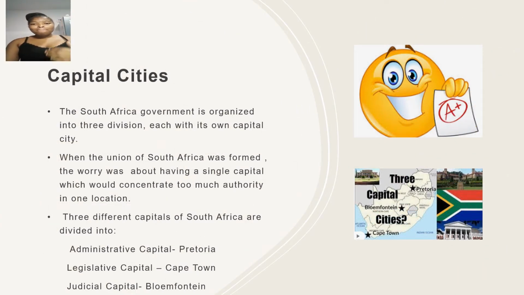As we look into capital cities, capital cities are more of the major cities of a particular province. Now, the South African government is organized into 3 divisions, each with its own capital city. The history behind this is that when the Union of South Africa was formed, the worry was about having a single capital which would concentrate too much authority into one location. Thus, 3 different capitals of South Africa were formed and they are divided as follows.